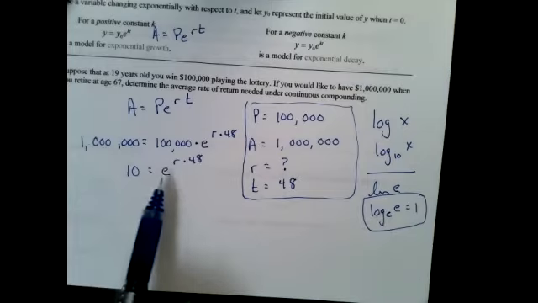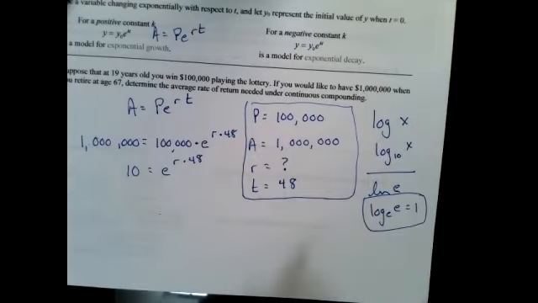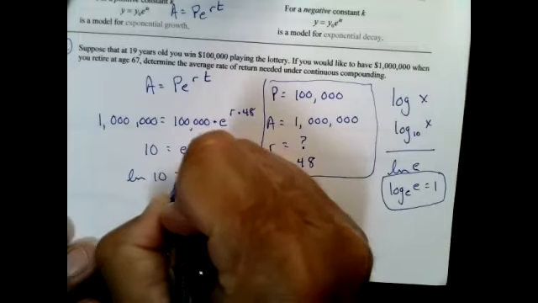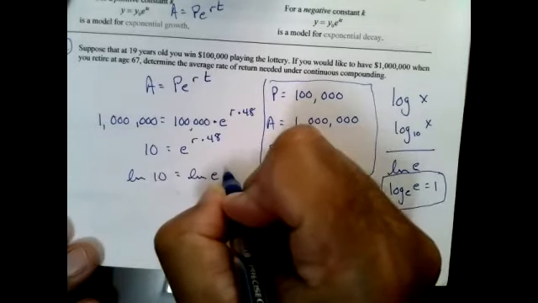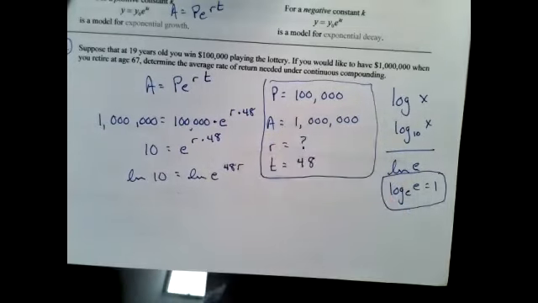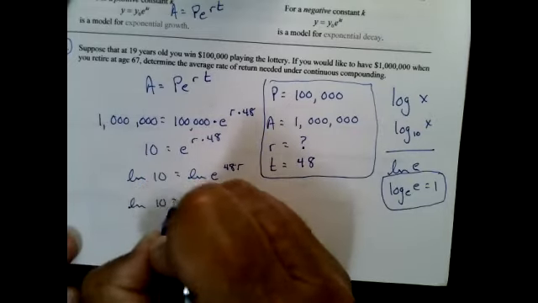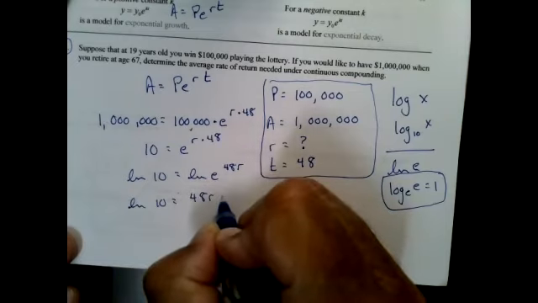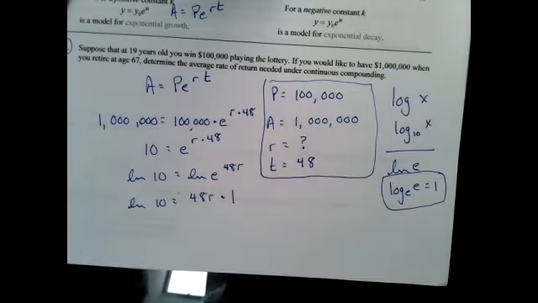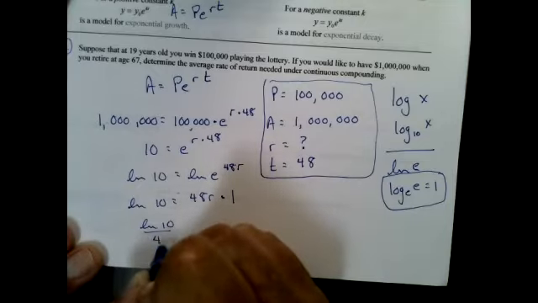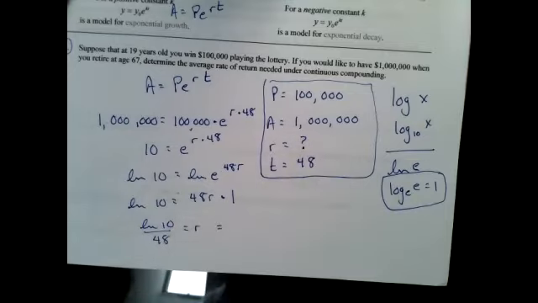So when I have a base that's e, I'm going to take the natural log of both sides. Natural log of 10 equals natural log of e to the 48r. Natural log of 10 equals 48r times natural log of e, but I know that is now 1. So natural log of 10 divided by 48 equals r.